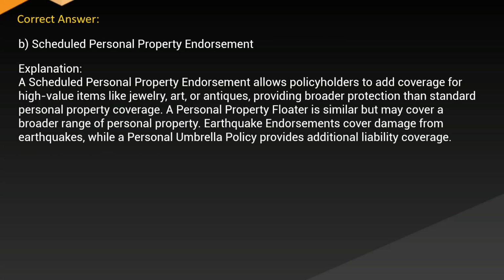Correct answer: B. Scheduled personal property endorsement. Explanation: A scheduled personal property endorsement allows policyholders to add coverage for high-value items like jewelry, art, or antiques, providing broader protection than standard personal property coverage. A personal property floater is similar but may cover a broader range of personal property. Earthquake endorsements cover damage from earthquakes, while a personal umbrella policy provides additional liability coverage.